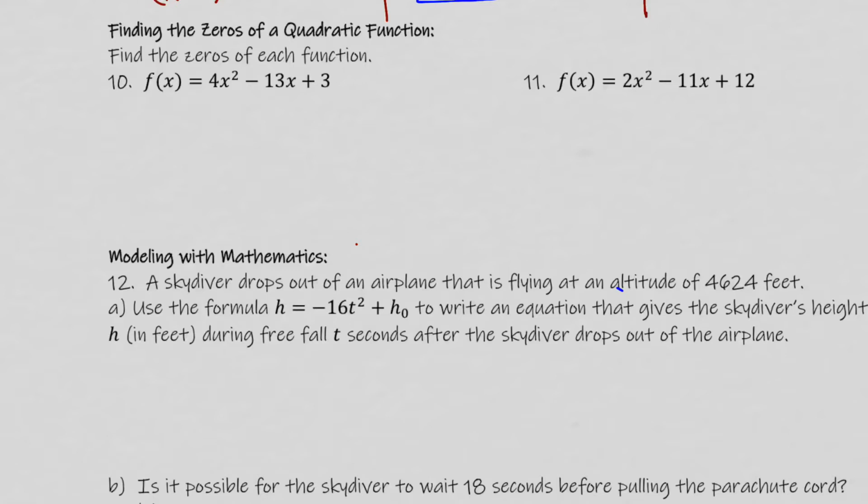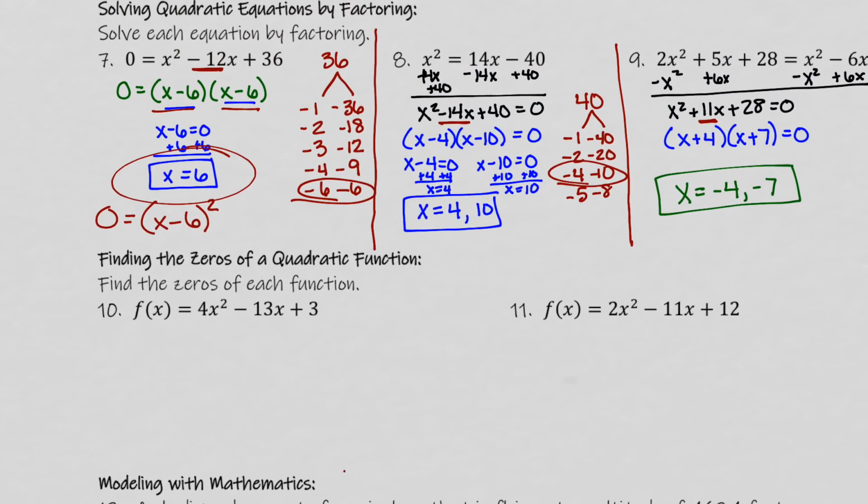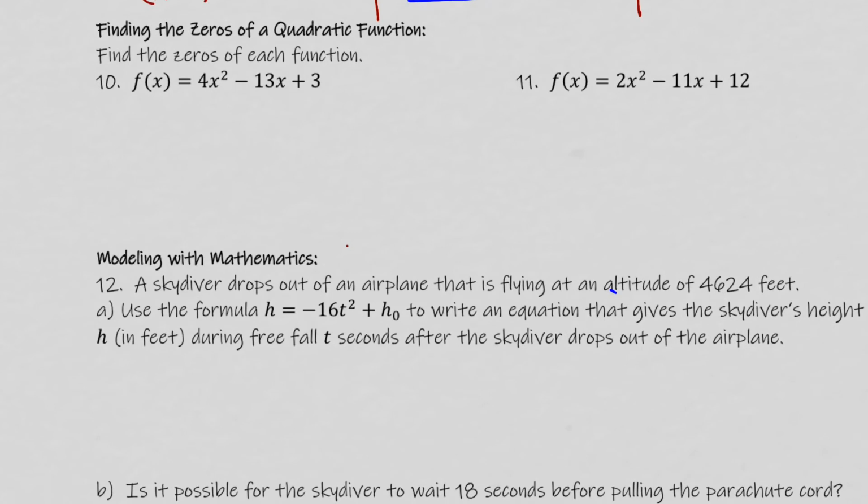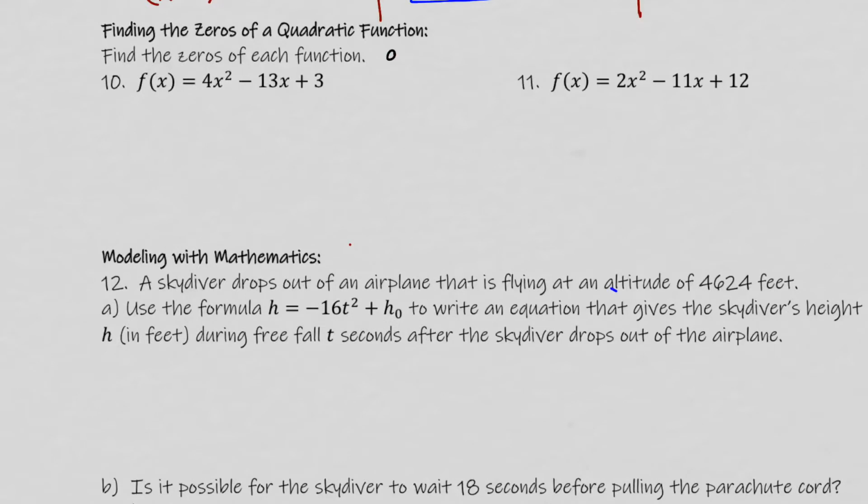We want to be able to factor things, but we have coefficients in front of x squared this time. So in the previous problems, the coefficient in front of x squared was 1, which makes it a lot easier to factor. So we're going to do this a little differently, okay?